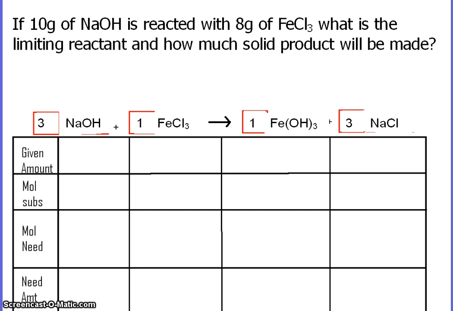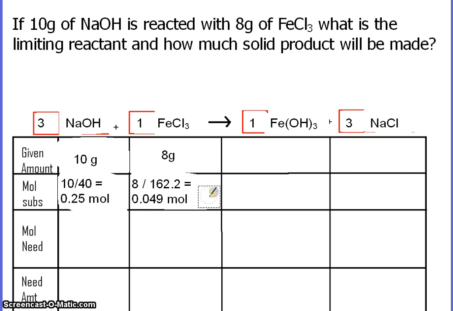We're going to start off with, okay, what are we given? I'm given 10 grams of sodium hydroxide, 8 grams of iron chloride. Because in chemistry, the roadmap says take those lab amounts, turn them into moles. So divide by the molar mass, so 10 grams divided by 40 grams per mole is 1/4 of a mole. Divide by the molar mass of iron chloride gives me 0.049 moles of iron chloride. Now to find the needed amount. The ratio with sodium hydroxide is 1-to-3, so I take my 0.25 moles, divide by 3, and I get how many moles of iron hydroxide that can make.